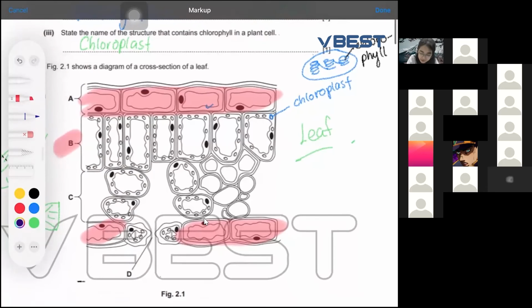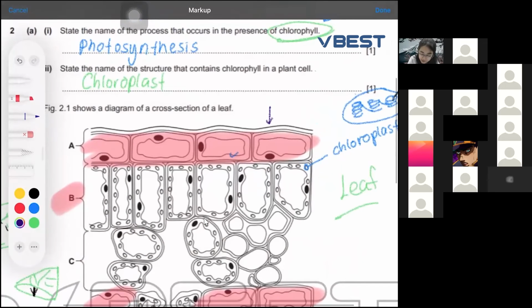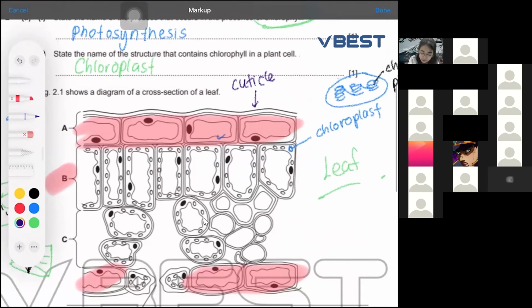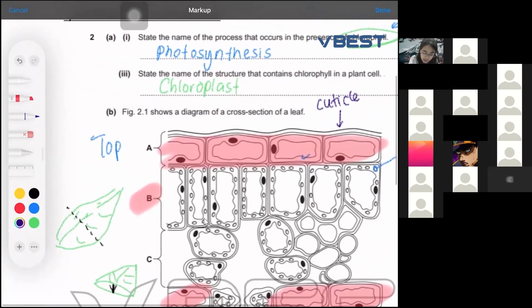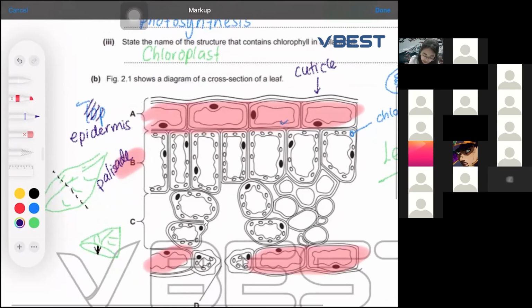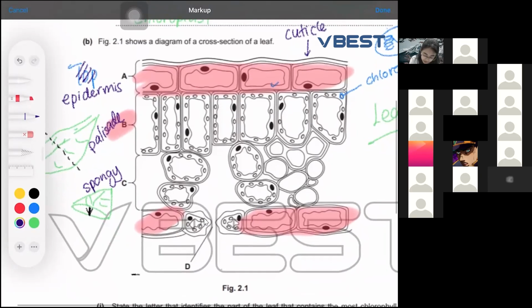Okay, so at the top here, you notice actually there's one layer on the top. This one is called the cuticle. So that's that. Maybe need a bit of recap. We have the cuticle. We have A, which is the epidermis. Okay, epidermis. We have the B, which is the palisade. C, spongy mesophyll. And then D.